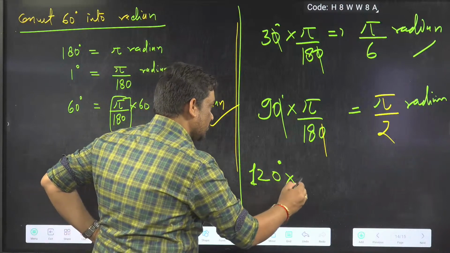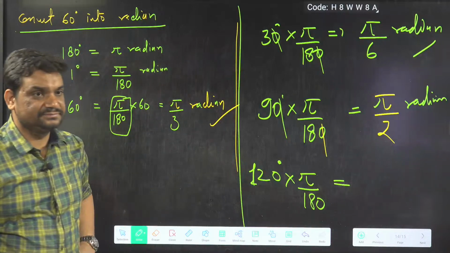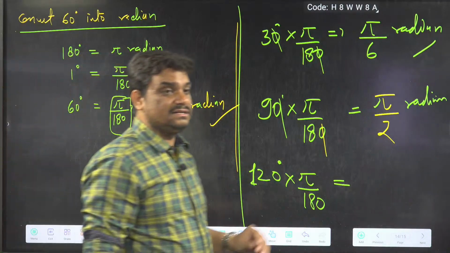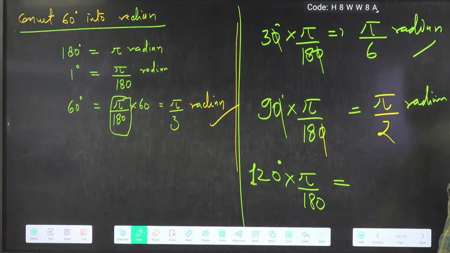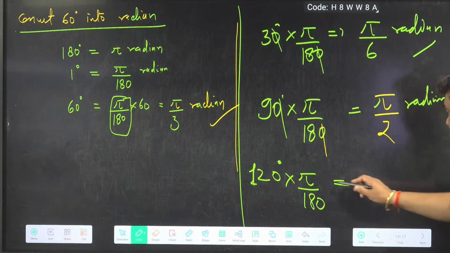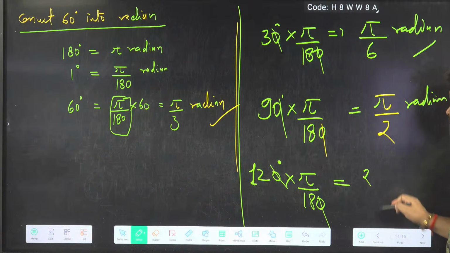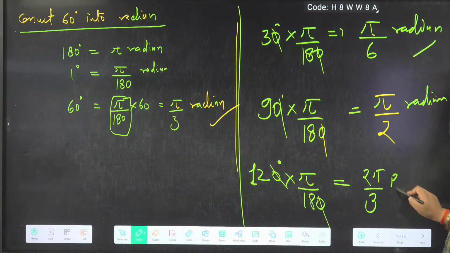Yes, sir. 120 into how much? Pi by 180. Tell me fast for this one. What will be the answer? 120 degree. Okay, so only 2-3 people have given the answer as of now. So we can say 0 0 cancel. Then I will cancel with the 6 into 2. So I will cancel, 2 pi by 3 radian.